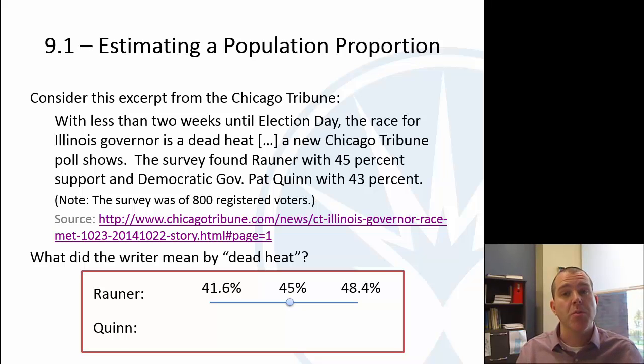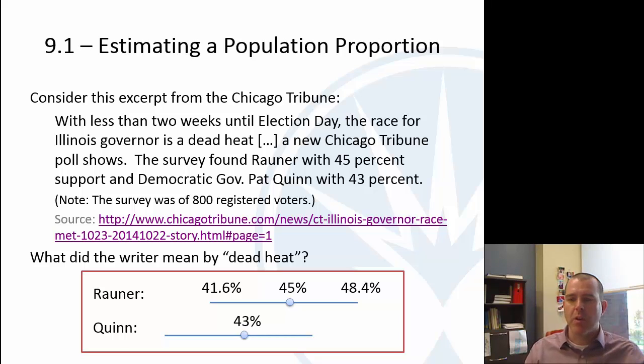This one is a much larger margin of error because they only polled 800 people. So fewer people, larger margin of error, more uncertainty. Quinn had a proportion of 43%, and his margin of error was also 3.4% because they were very close. And what I'm trying to illustrate with this visual is that there's an overlap. So we can't be certain who has the lead.